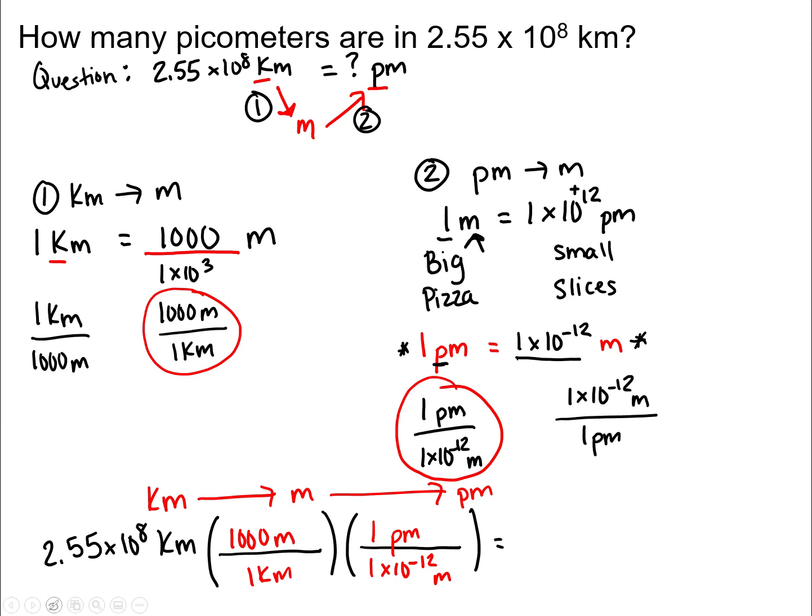If you're doing it this way, on your calculator, what you want to put in is 2.55 times 10 to the 8th, which you may want to use parentheses just to make sure nothing funky happens, times 1,000, divided by, use your parentheses again, 1 times 10 to the minus 12 picometers.